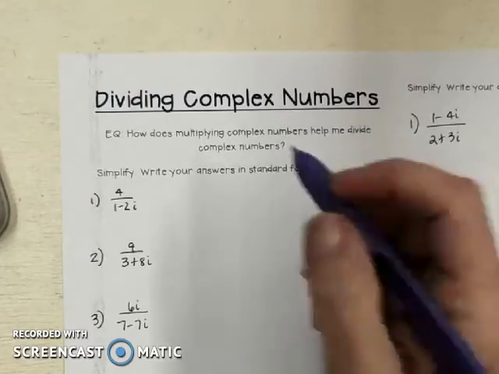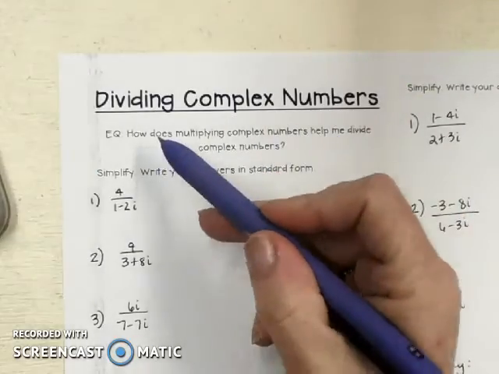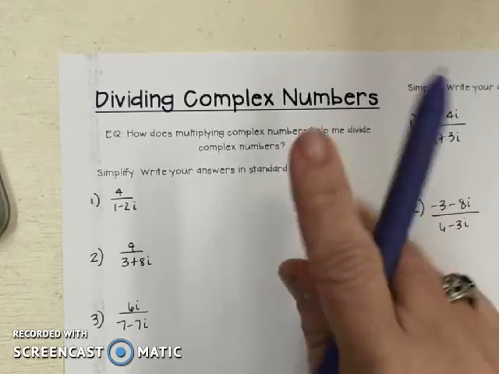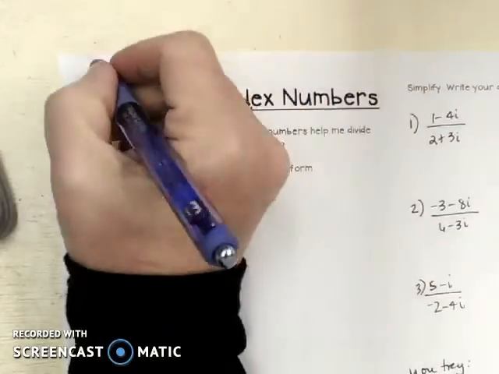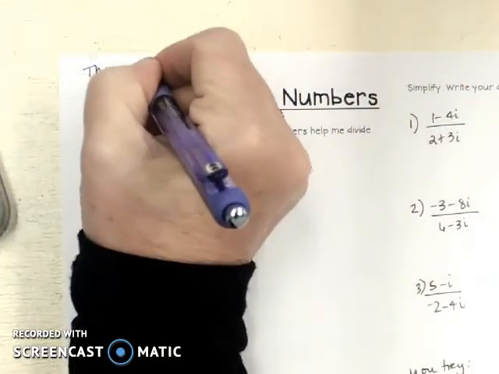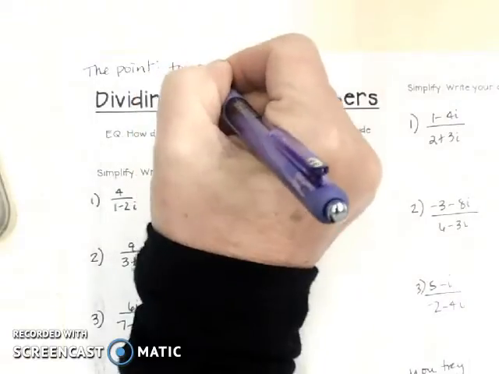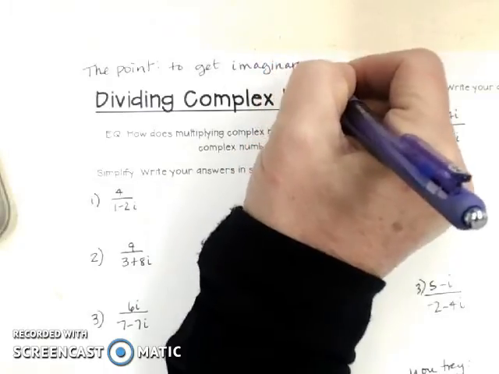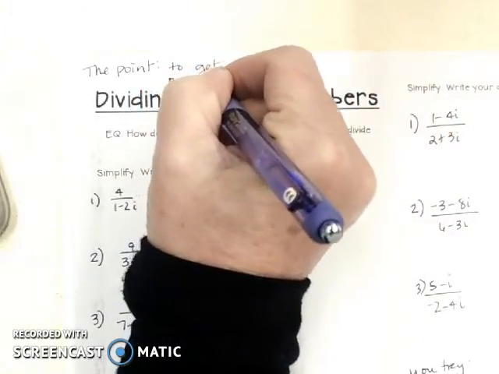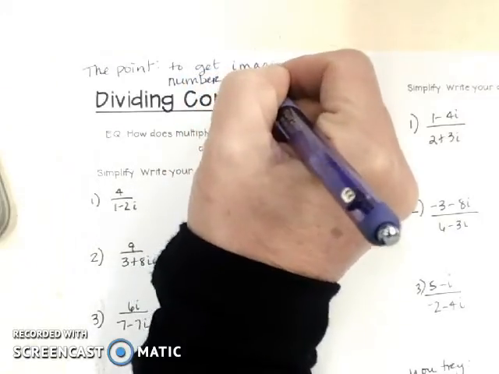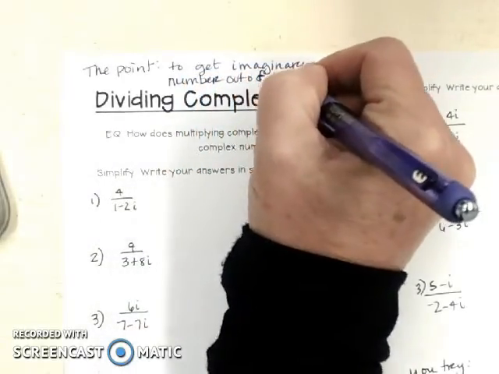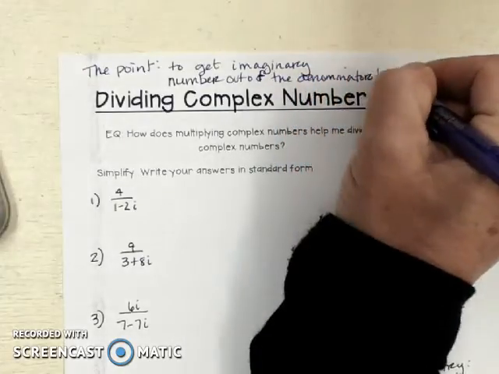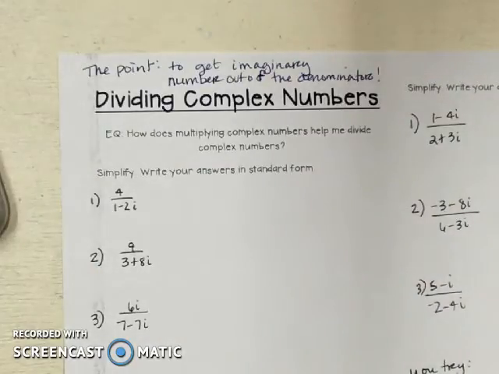Alright, so let's look at dividing complex numbers. And the question here is, how does multiplying complex numbers help you divide complex numbers? When you're dividing complex numbers, the whole point is to get the imaginary number out of the denominator. You want to get the imaginary number out of the denominator.